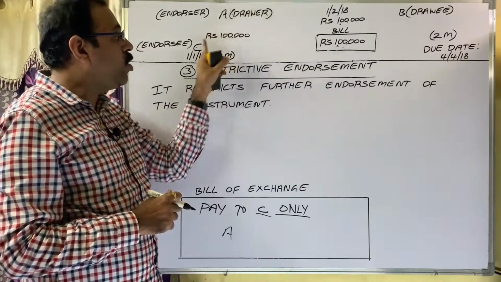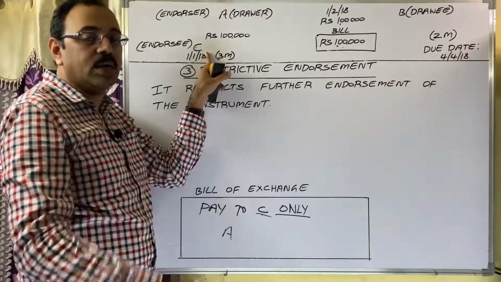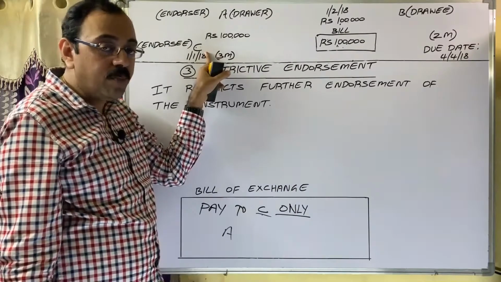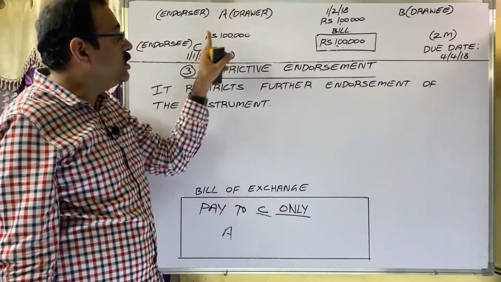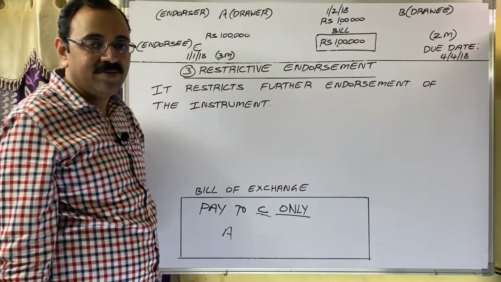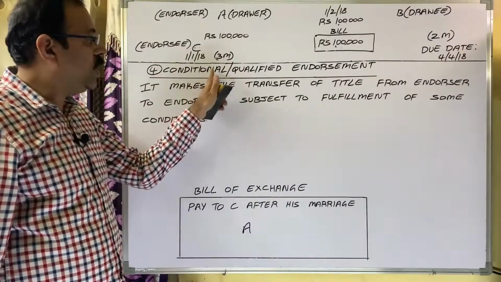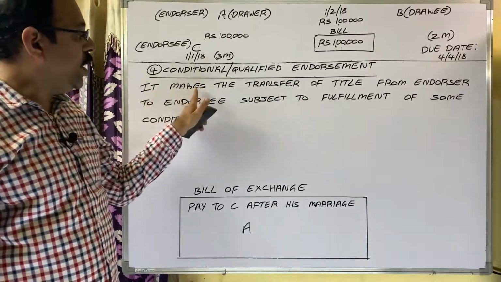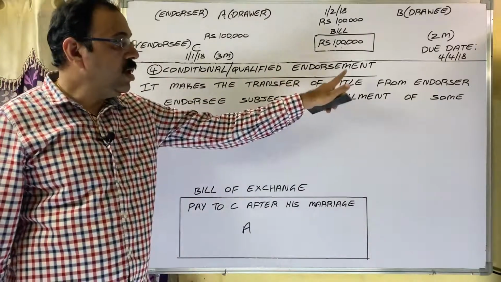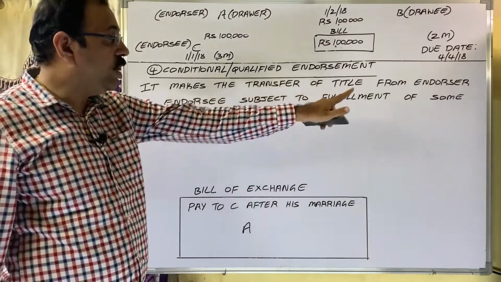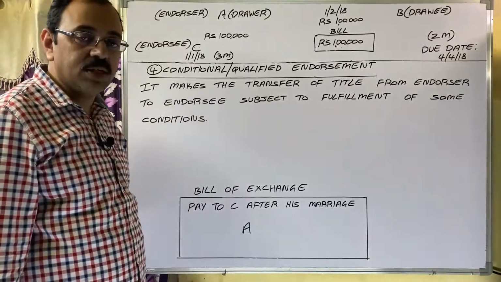Like A, now C also can sue others. He can take legal action against related parties. But like A, C cannot endorse this bill to any other person. The fourth one is conditional or qualified endorsement. Means what? It makes the transfer of title from endorser to endorsee subject to fulfillment of some conditions.